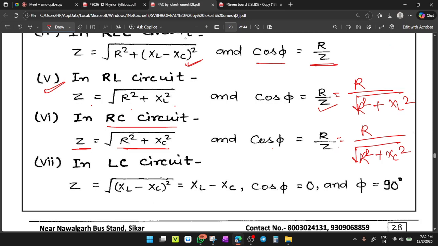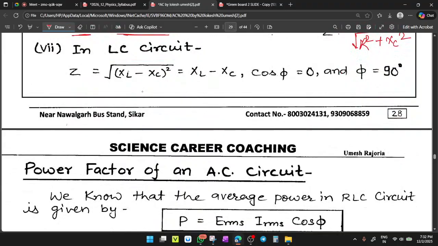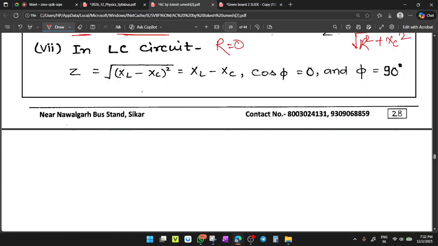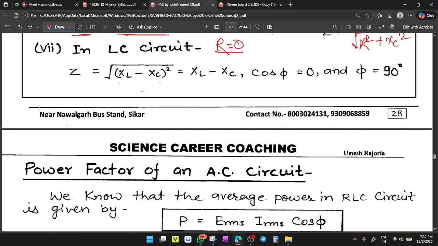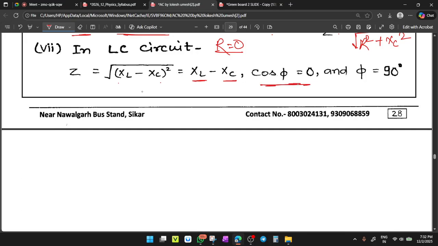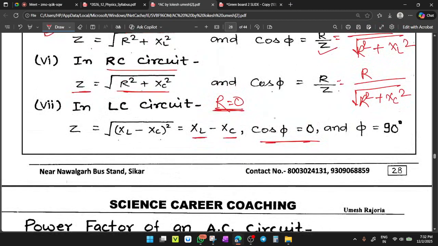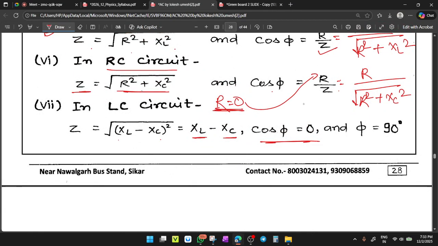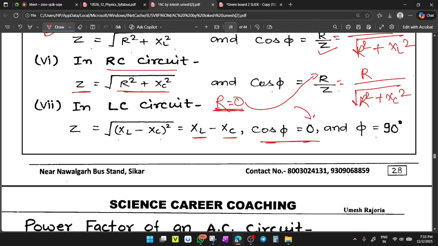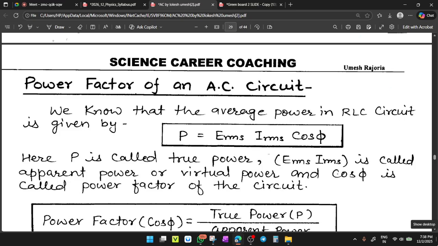In an LC circuit only, your impedance equals only XL minus XC, because no resistance will be there; place R equal to 0. So you will have under root of XL minus XC whole square, which is equal to XL minus XC, and cos phi equals to 0. Why? Because R equal to 0, and cos phi equals to R by Z. Placing R equals to 0, you will have cos phi equal to 0, which means the angle of phase equals to 90 degree. Got it?